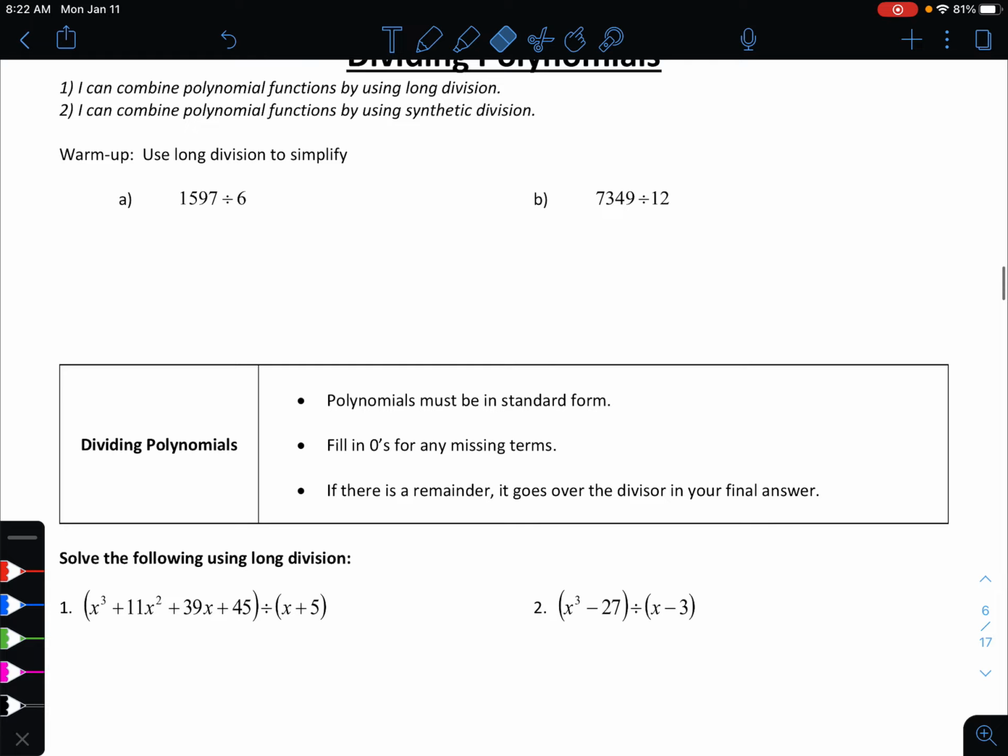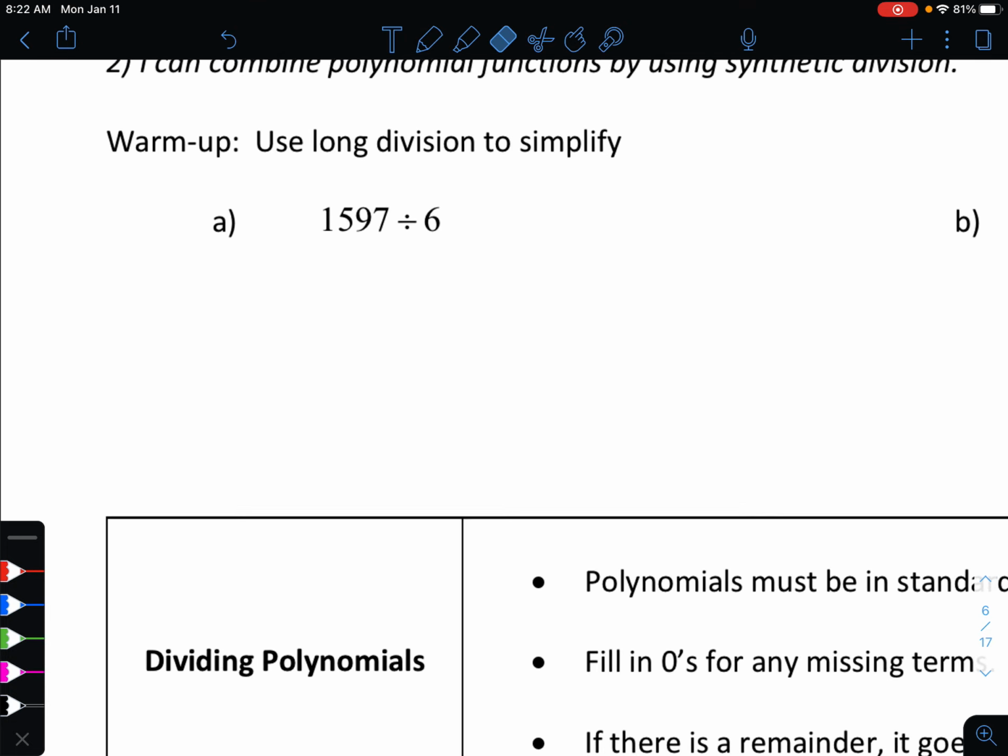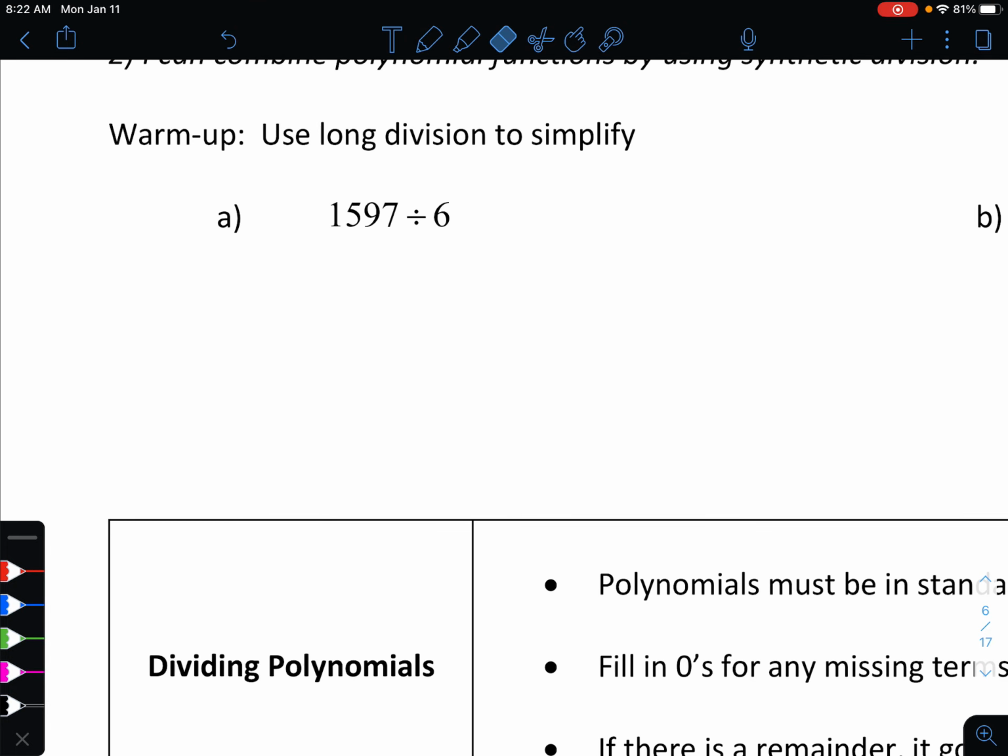So to begin with long division, it actually works best if you go back and remember how to do long division for integers or for numbers. So let's just remember kind of how that works. We're going to do a couple of warm-ups just to get the idea, and then we'll see how this applies to dividing polynomials. So for the first one, we're going to divide 1,597 by 6.